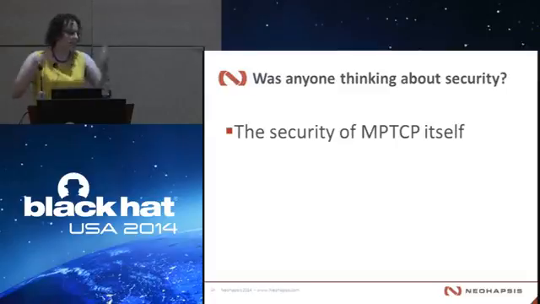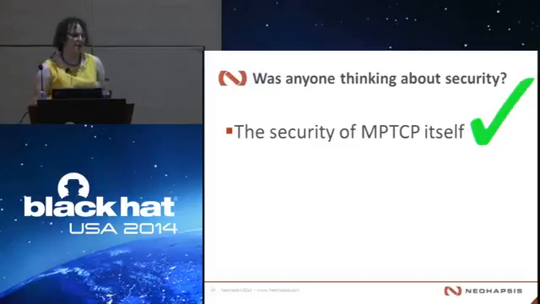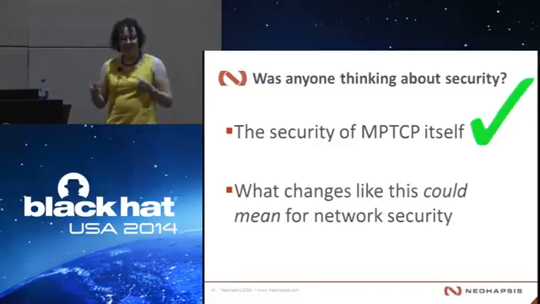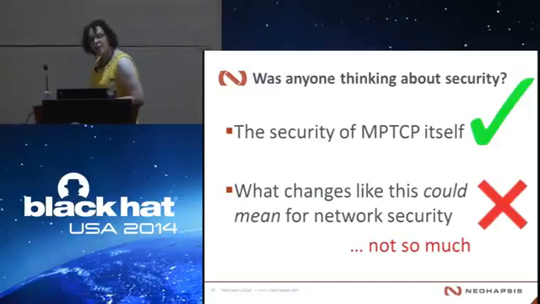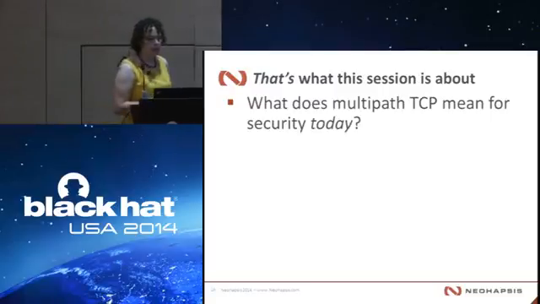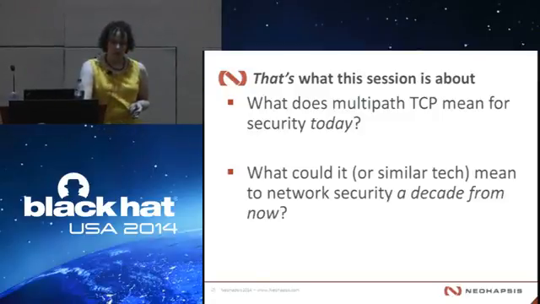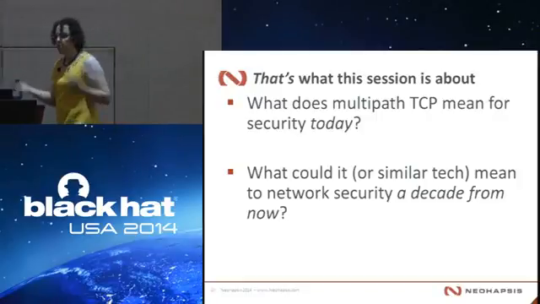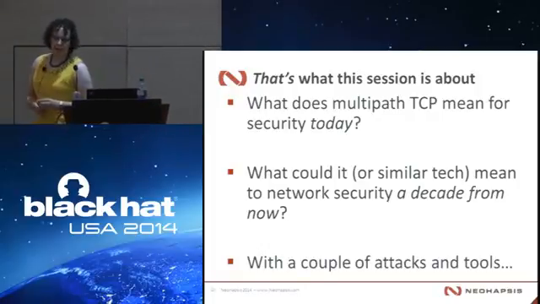The people who developed it looked at the thing itself. And so, in terms of what it means, it's about as good as TCP. But because it's so fundamentally different in what it does and how it works, a lot of other implications come along. And this can mean huge things to network security that no one was talking about. And that's what this session is about. What does multipath TCP mean for security today? And what could either this or some other similar multipath networking technology mean a decade from now if it's rolled out widely? And being Black Hat, a couple of attacks, tools, because we've got to make it concrete.